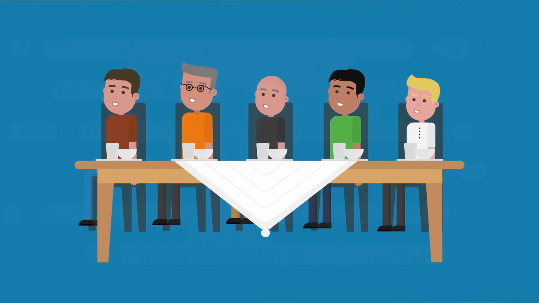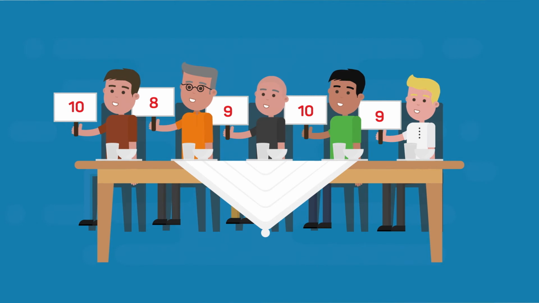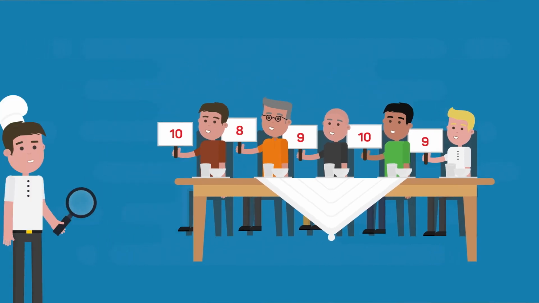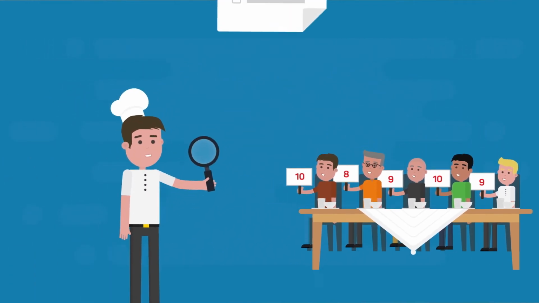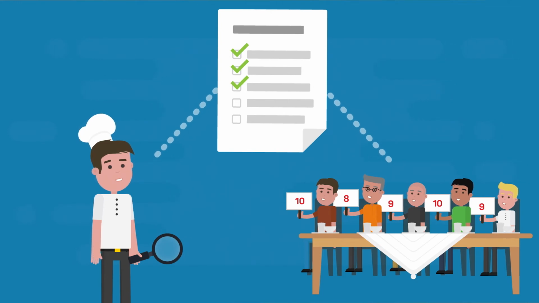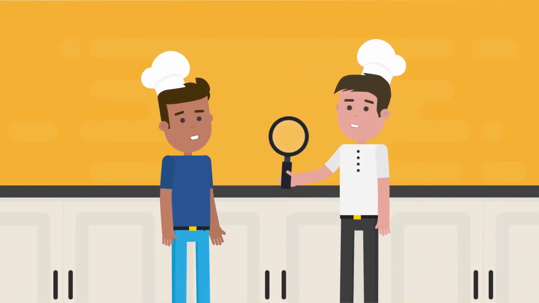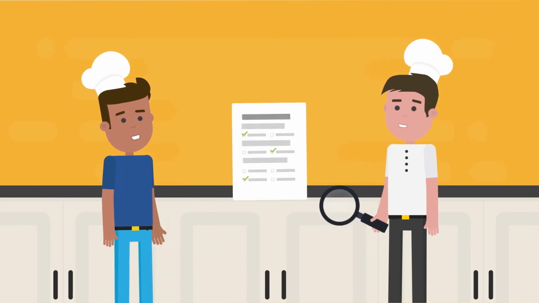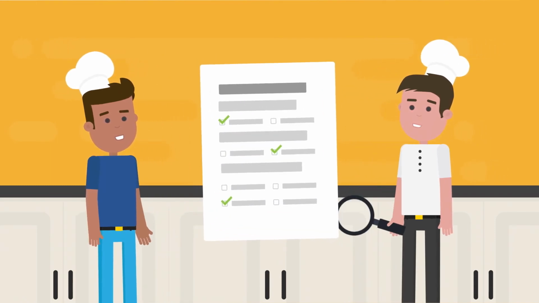After dinner, the chef asks the guests to comment on the dinner. Their feedback, together with the chef's own observations, will partly determine the final result. Besides the practical observation, Mark is also assessed through a questionnaire provided by the mobility coordinator.